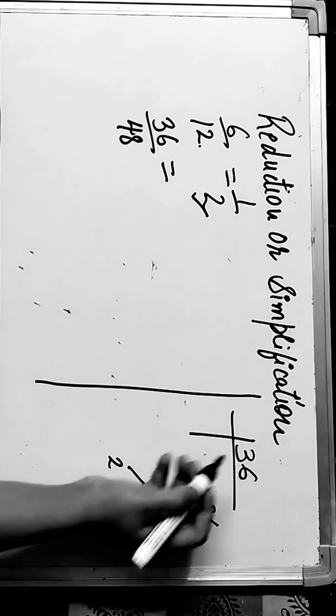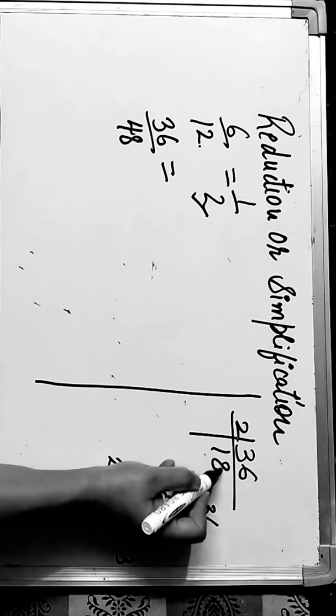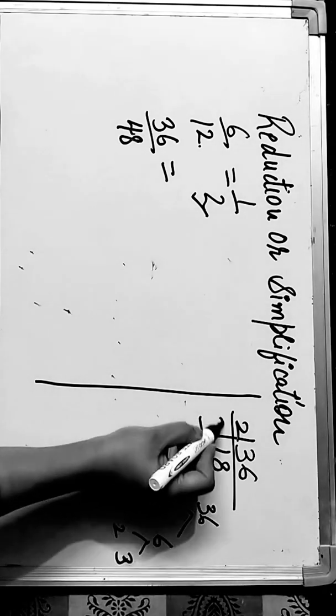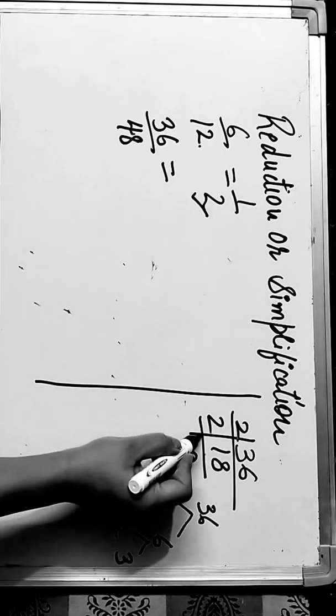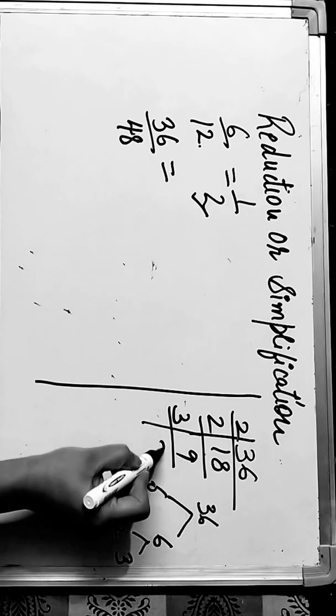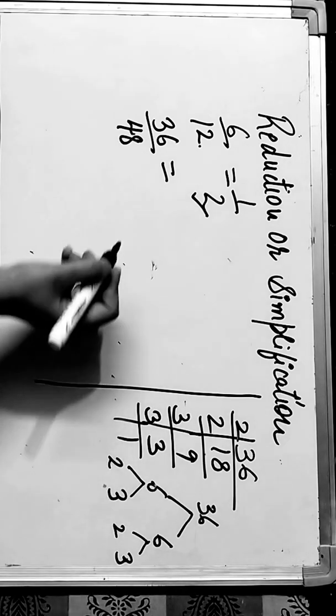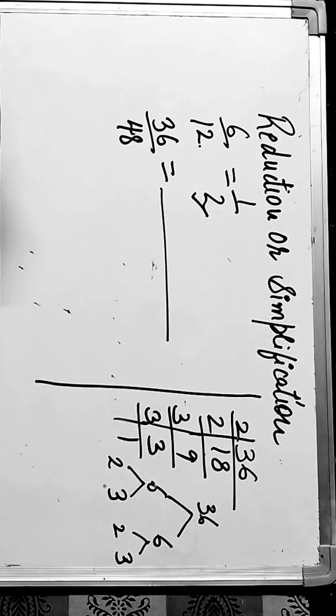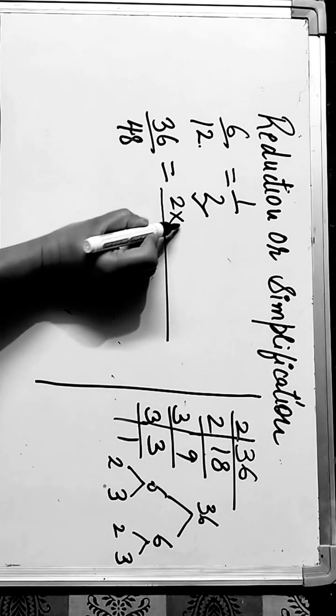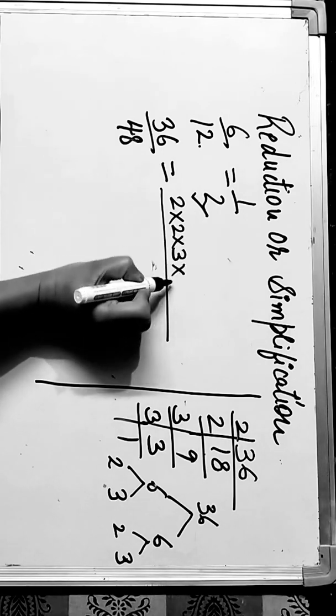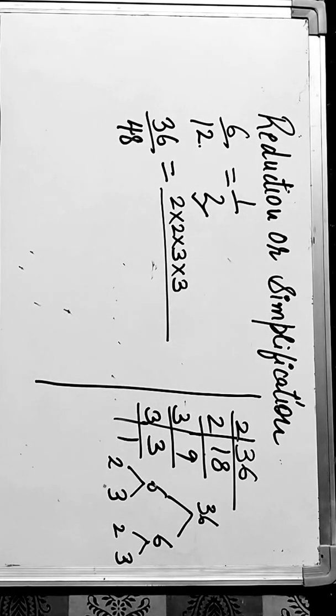Or there is one more way. We can say 2 18s are 36, 2 9s are 18, 3 3s are 9, 3 1s are 3. So we'll list out the factors of the numerator first: 2 times 2 times 3 times 3.